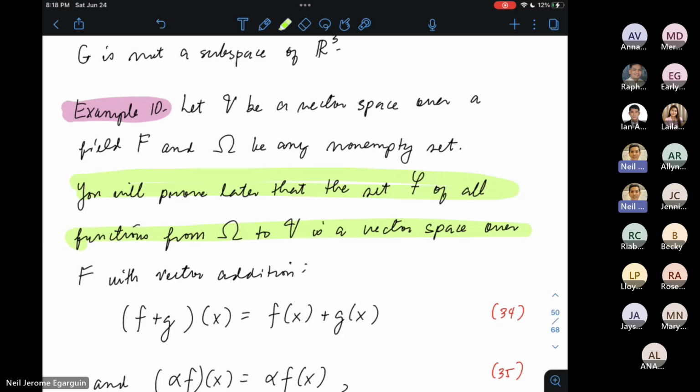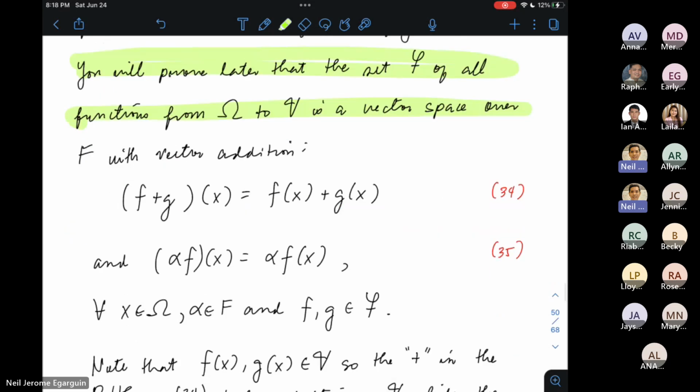So I will not prove it here, pero yung set ng lahat ng functions mula kay omega papunta kay V ay isang vector space. Ang vector addition ay ganito. Ang function f plus function g ay equals sa function na f of x plus g of x, and ang scalar multiplication ay yung usual scalar multiplication ng function.